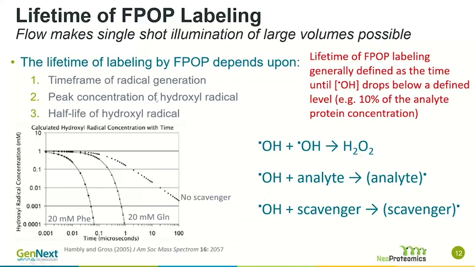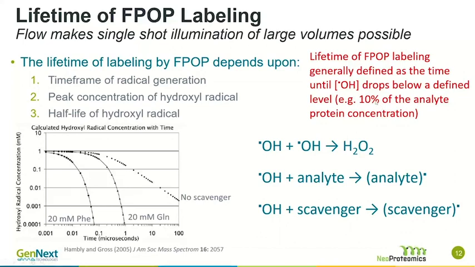The time frame of radical generation, how long are we making radical? The peak concentration of hydroxyl radicals, how much are we making? And then the half-life of the hydroxyl radical. Usually when we talk about lifetime of labeling, we define that as the amount of time it takes until the concentration of hydroxyl radical drops below some defined level. A defined level that's been used classically in the literature is 10% of the analyte protein concentration.